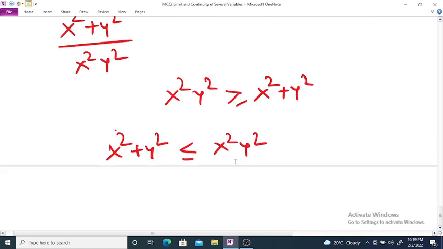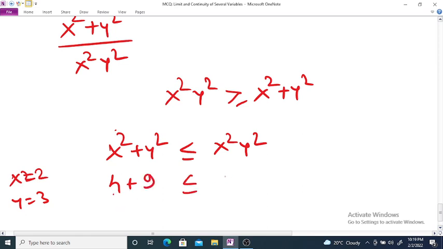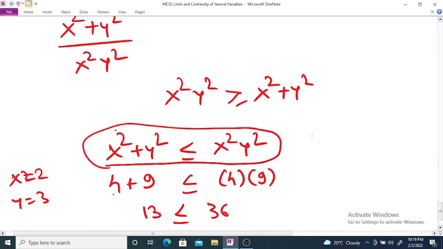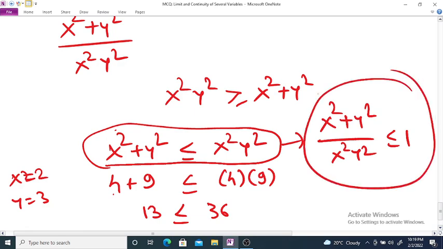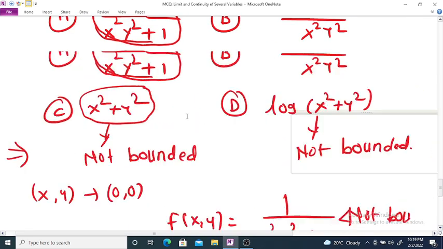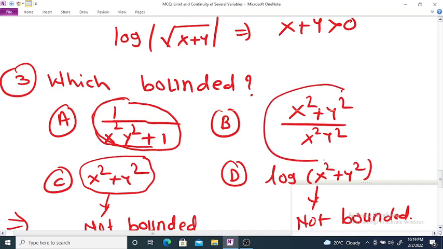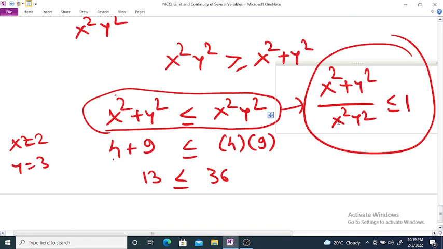That is, here if you take x is equal to 2 and y is equal to 3, then x square is 4 and y square is 9. So this is less than or equal to x square y square, which is 4 into 9. So 9 plus 4 is 13, which is less than or equal to 36. So x square plus y square is always less than or equal to x square into y square. So x square plus y square divided by x square y square is less than or equal to 1, and therefore this function is a bounded function. So what is the correct option? Option number B is the correct option.